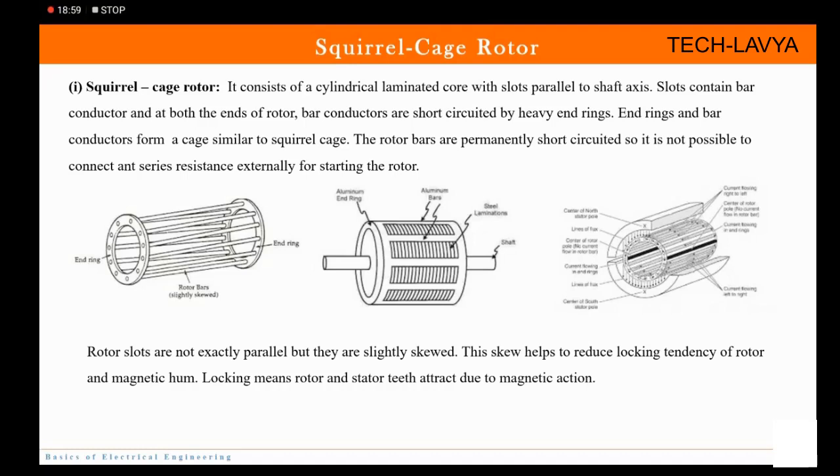So once they lock up, then the motor will not rotate, or rather I should say the rotor will not rotate. So this is called locking condition. Fine. So if you wish to protect your motor from that locking condition, this skewing is used, and magnetic humming is also reduced.